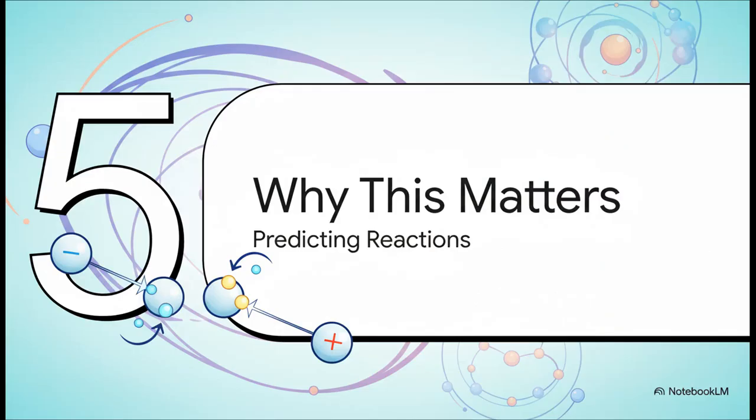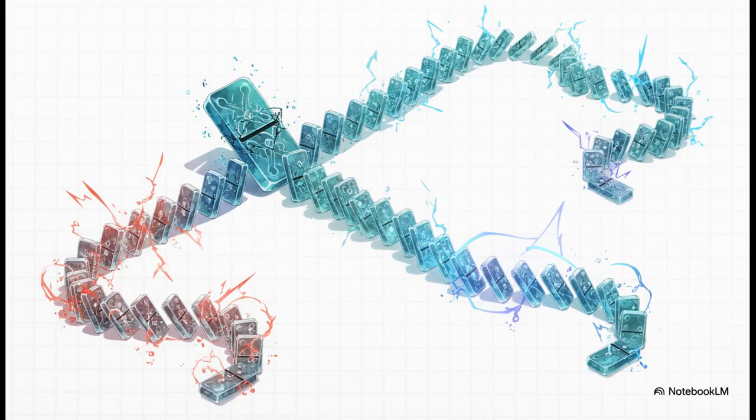Okay, so we've seen the two ways a bond can break apart, an even split or an uneven one. But so what? Why does this fundamental choice actually matter in the grand scheme of things? Well, it matters because everything that happens next depends on it. Knowing how that bond breaks is the absolute key to predicting what new bonds are going to form. The nature of the breakup literally sets the stage for the entire chemical reaction that comes after.